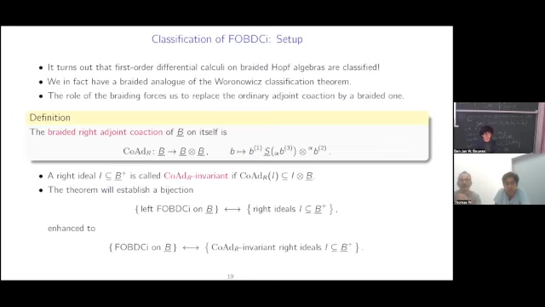So the bicovariant condition is equivalent to, if you think about your favorite Woronowicz classification theorem, this is the same. The condition of being bicovariant as a differential calculus in a braided monoidal category is the same as asking if the ideal that classifies the calculus is invariant under this braided right adjoint coaction.